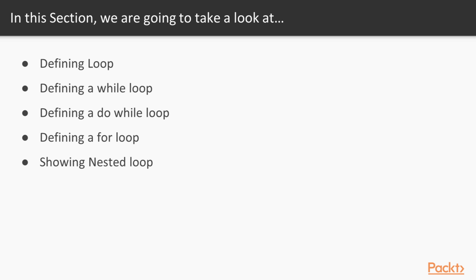In this section, we're going to take a look at defining what a loop is. We'll define a while loop. We'll define a do-while loop. We'll define a for loop, and show an example of nested loops and their advantages.